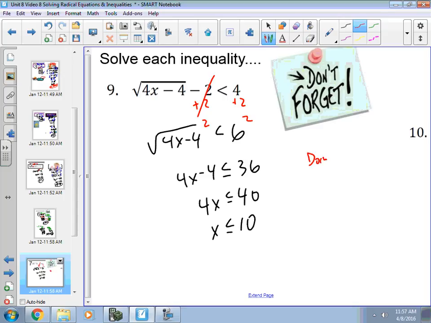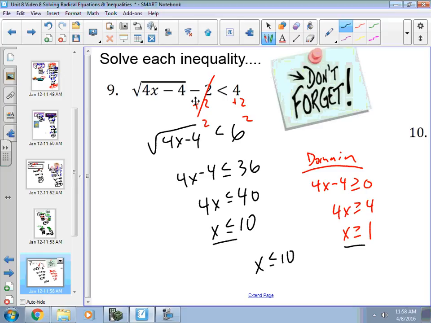What's our domain going to be here? In this case, we want to make sure this stays bigger than 0. If we add 4 and divide by 4, it looks like x has to stay bigger than 1. Well, here we do need to include our domain with our answer because less than 10, we could run into some problems here where numbers less than 10 could end up being not greater than 1. So if we link these two together, our answer is that it has to be less than 10 and greater than 1. That's the final answer for the problem.